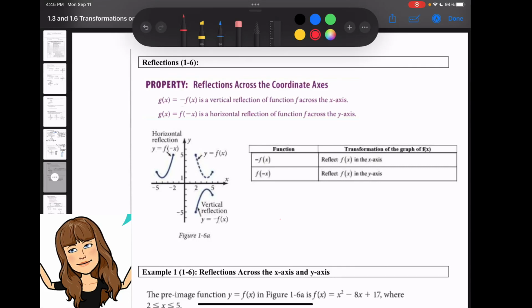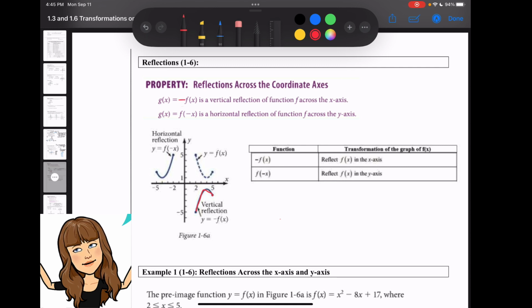Let's talk about reflections. We have a parent graph y equals f of x. I'm going to look at this graph down here, and I see that there are two other graphs, two transformations. The first one is a vertical reflection, so that's down here in that fourth quadrant. And what I see, that's this one up here.